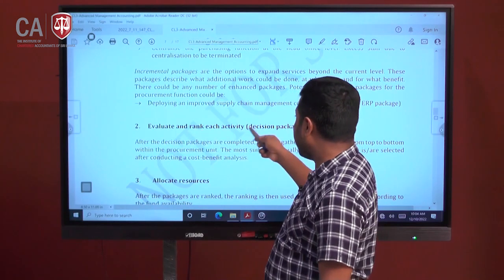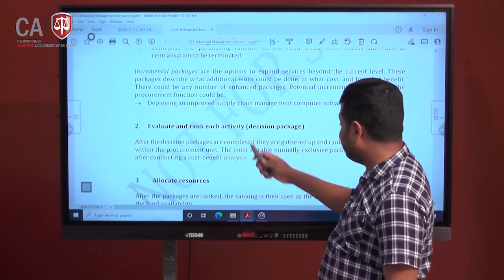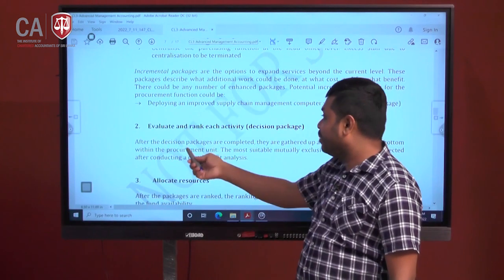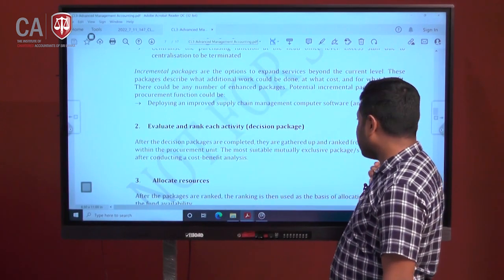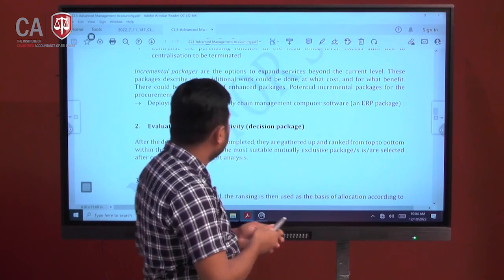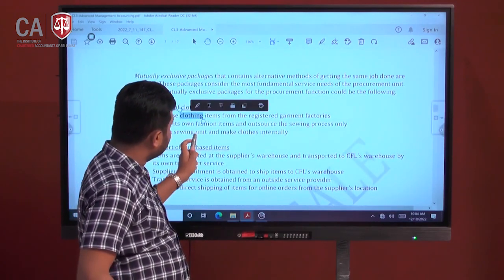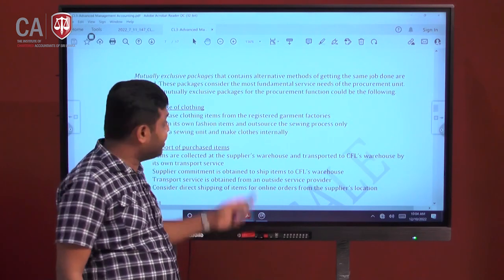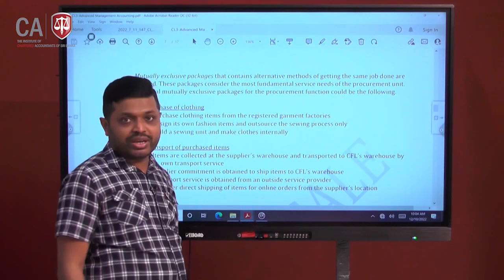Then evaluate and rank each activity's decision packages. After the decision packages are completed, they are gathered up and ranked from top to bottom within the procurement unit. The most suitable mutually exclusive packages are selected after conducting a cost benefit analysis. What we will do now, for purchasing of clothes, there are three options. You will evaluate the benefit cost associated with all three options. Then evaluate, rank and select the best one.